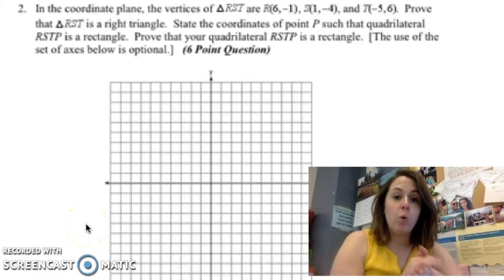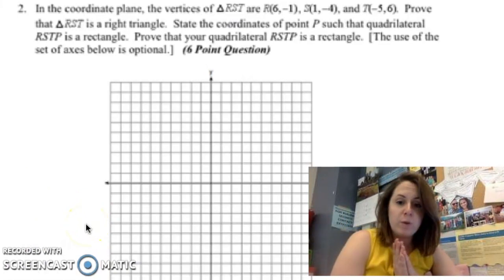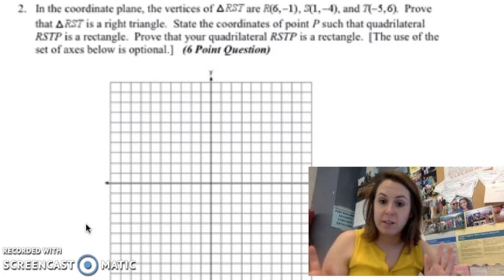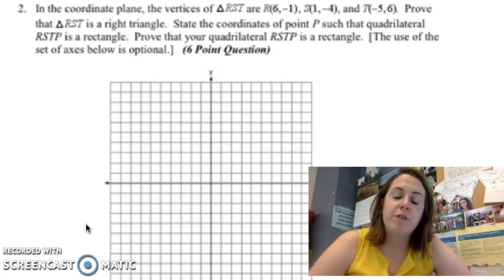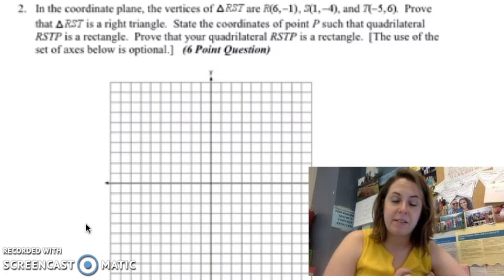Okay, so now let's look at a coordinate proof. This is a really common type of proof. It's something that I would almost guarantee you're going to see. And so this is what I would make sure that we know how to do. So we're going to walk through this kind of step by step.